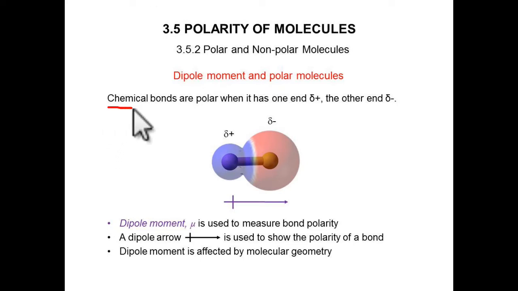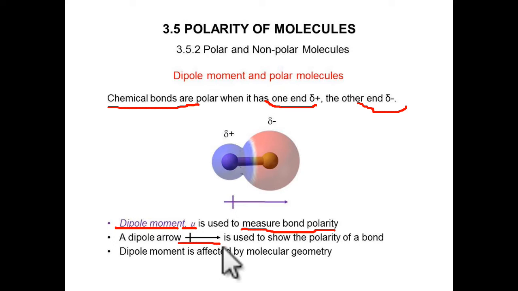So chemical bonds are polar when they have a partially positive charge and a partially negative charge. This happens due to a difference in electronegativity. Therefore, the dipole moment, for your information, has the symbol mu. Mu is a measure of the bond polarity. How polar a bond is, is measured through the dipole moment. We represent it by an arrow like this, indicating the movement of the electrons. So the dipole moment is affected by molecular geometry. This is important. That's why we learned the VSEPR model before we proceeded with this section.